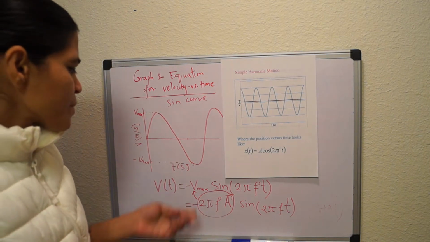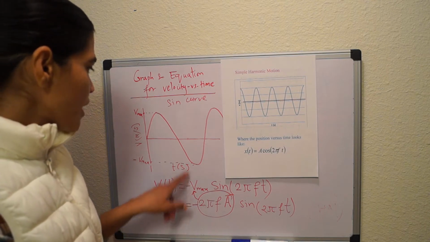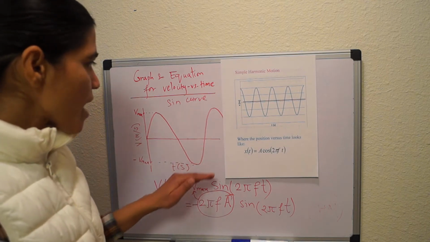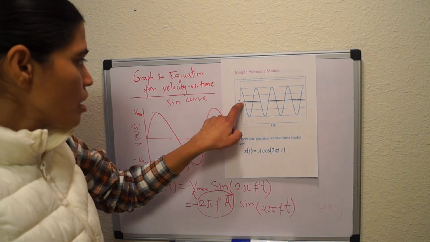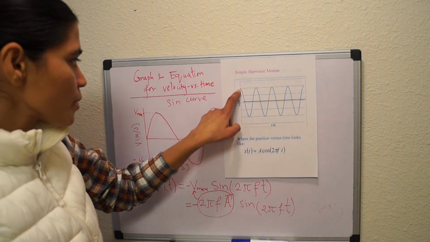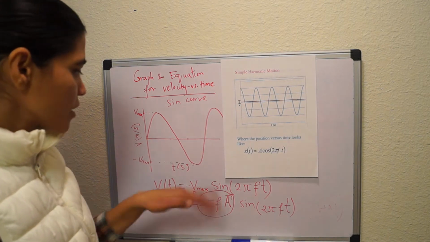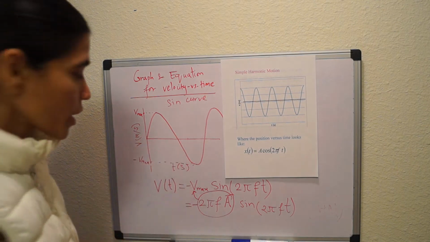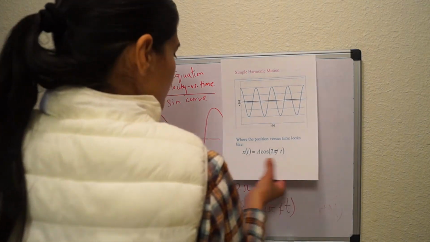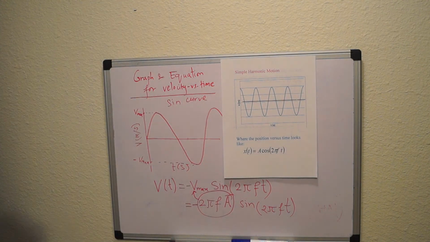So what does this negative sign really tell us? Look at these two graphs. Whenever we have maximum amplitude in the position versus time graph, we have the minimum value of velocity there. So they are opposite, in a way. Alright guys, so that is the velocity versus time graph.